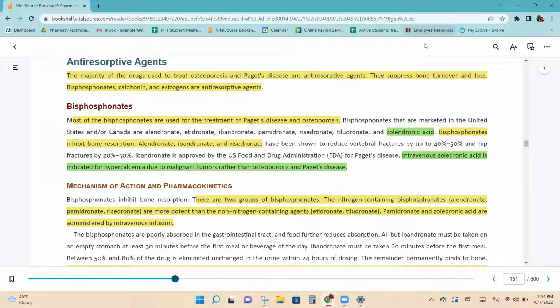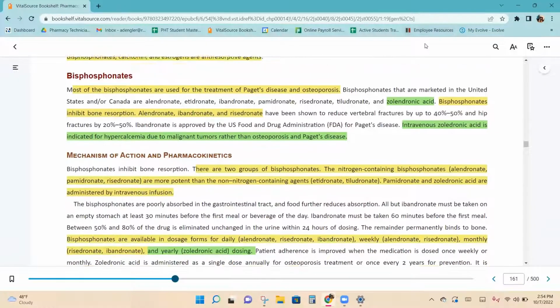Bisphosphonates inhibit bone resorption. Alendronate, ibandronate, and risedronate have been shown to reduce vertebral fractures by up to 40 to 50% and hip fractures by 20 to 50%. Ibandronate is approved by the U.S. Food and Drug Administration for Paget's disease. Intravenous zoledronic acid is indicated for hypercalcemia due to malignant tumors rather than osteoporosis and Paget's disease.